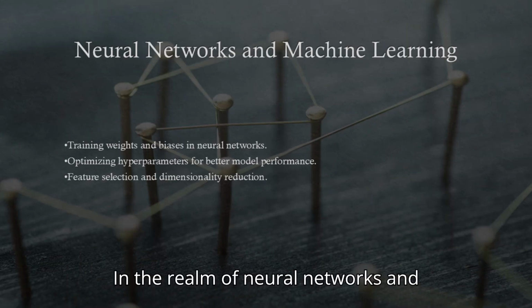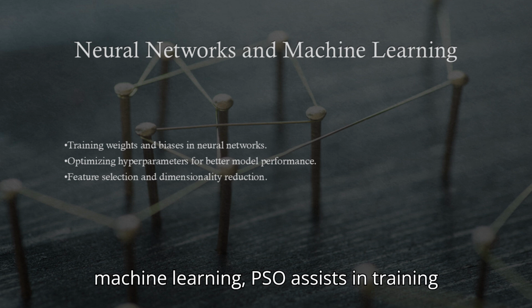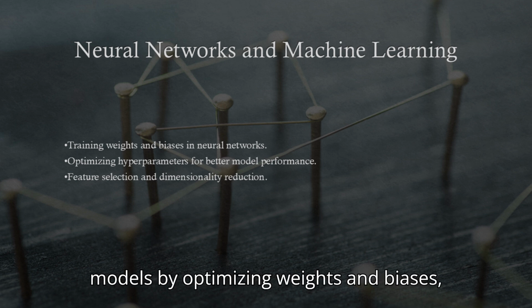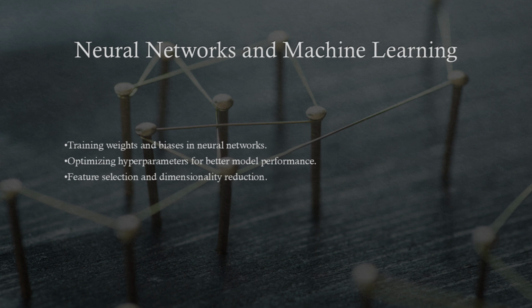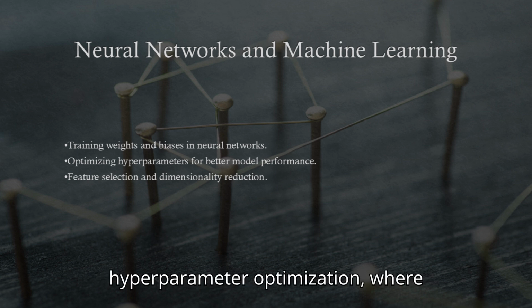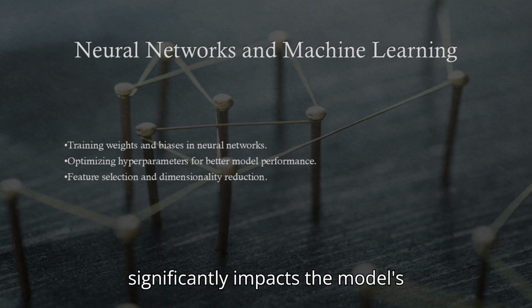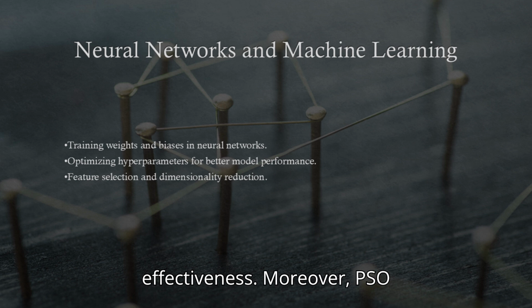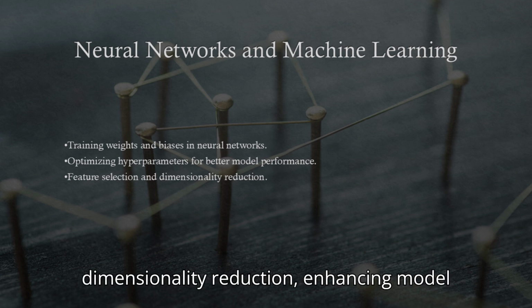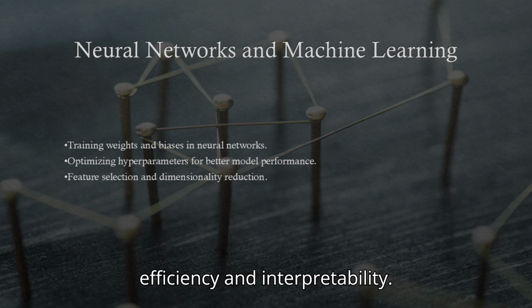In the realm of neural networks and machine learning, PSO assists in training models by optimizing weights and biases, leading to better performance and accuracy. It is also employed in hyperparameter optimization, where selecting the right parameters significantly impacts the model's effectiveness. Moreover, PSO helps in feature selection and dimensionality reduction, enhancing model efficiency and interpretability.